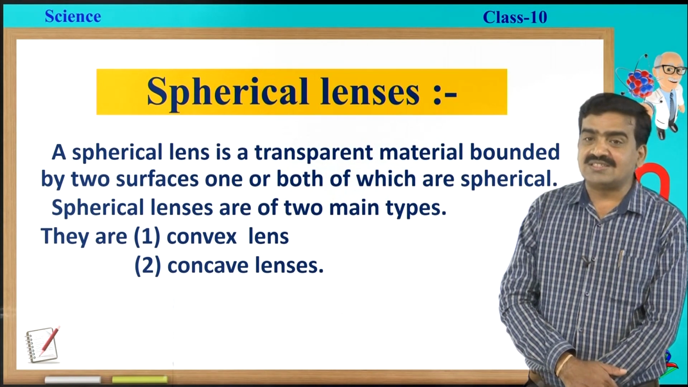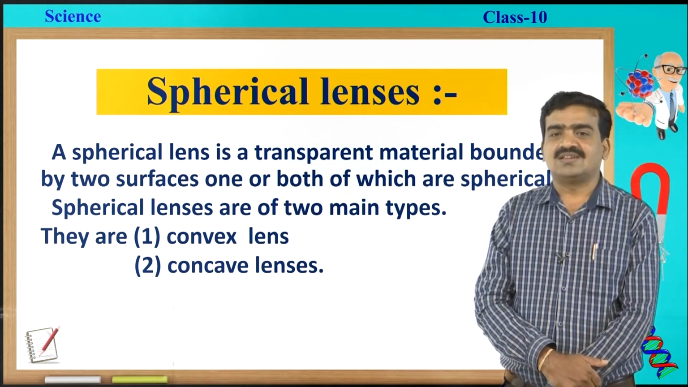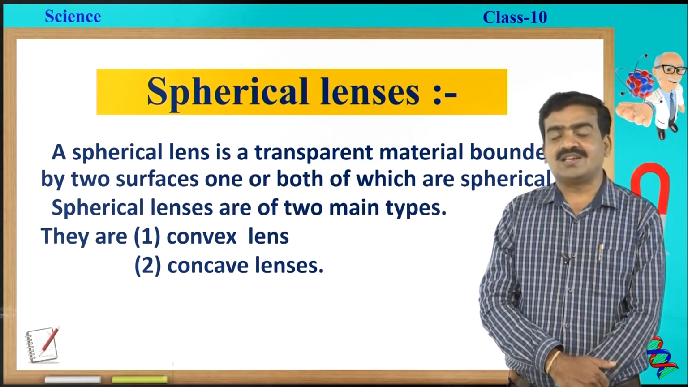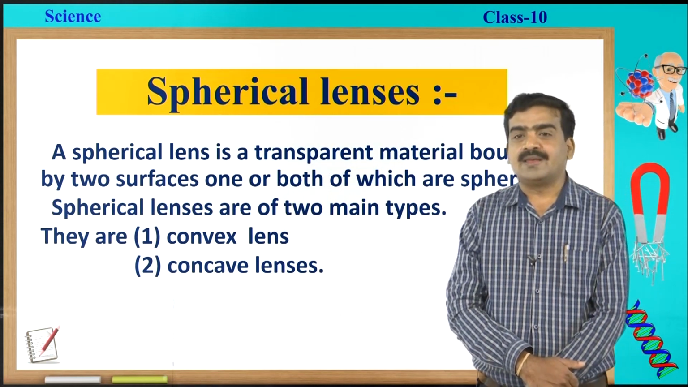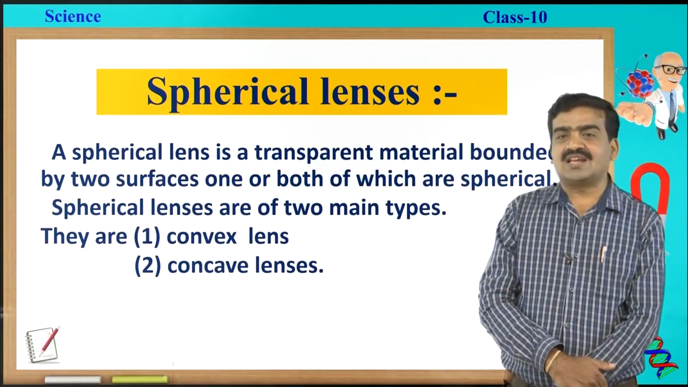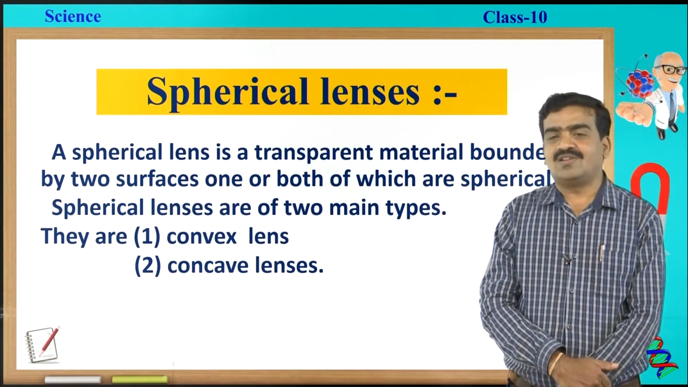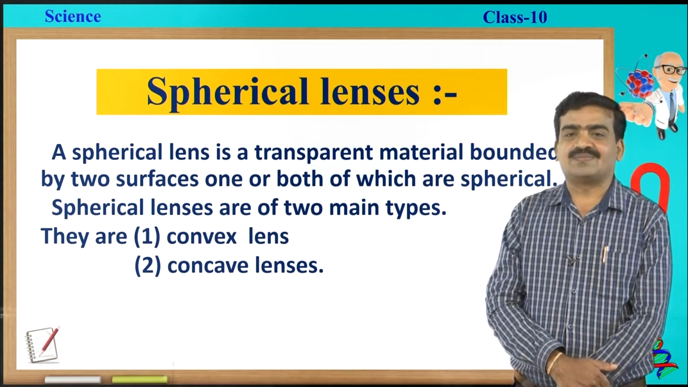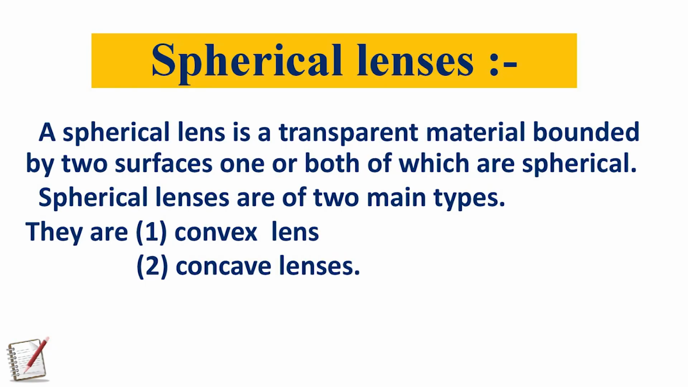In the previous sessions, you have learnt about spherical mirrors. Today, you are going to learn about spherical lenses. You know that spherical mirrors, depending upon the reflecting surface, you have classified as a concave mirror as well as a convex mirror, and you have learnt the ray diagrams associated with the mirrors and also their uses. So, similarly, we have a definition for spherical lenses. A spherical lens is a transparent material bounded by two surfaces, one or both of which are spherical.